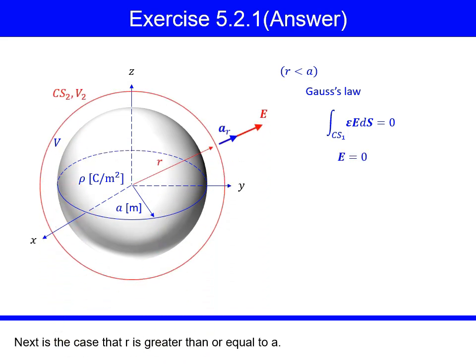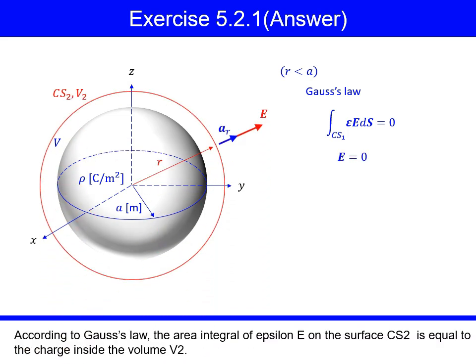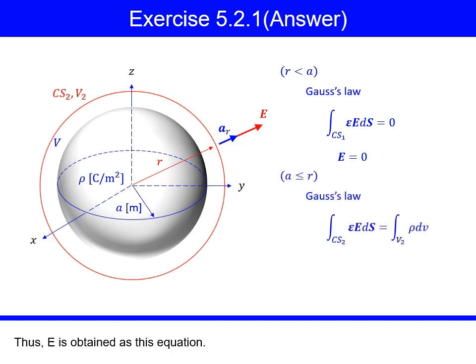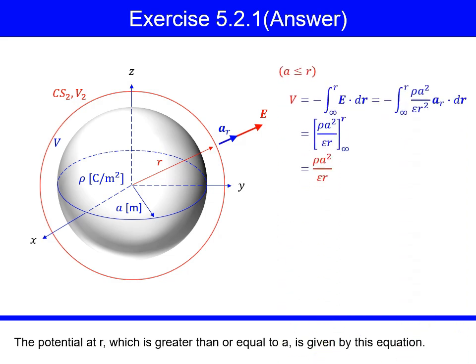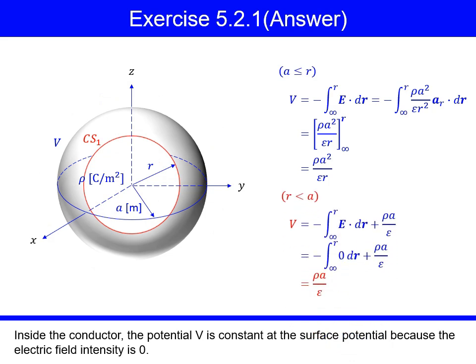Next is the case that r is greater than or equal to a. According to Gauss's law, the area integral of epsilon E on the surface CS2 is equal to the charge inside the volume V2. Thus, E is obtained as this equation. The potential at r greater than or equal to a is found as this equation. Inside the conductor, V is constant at the surface potential, because the electric field intensity is 0.